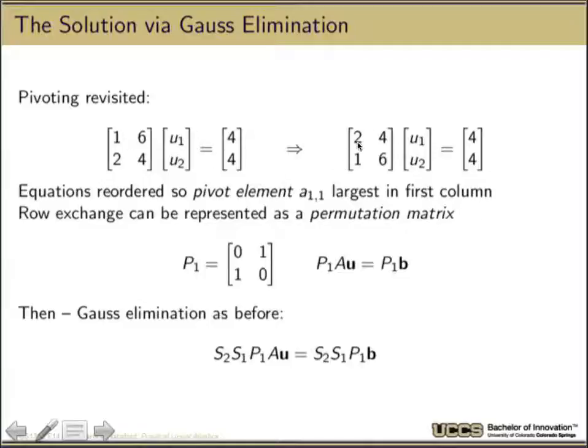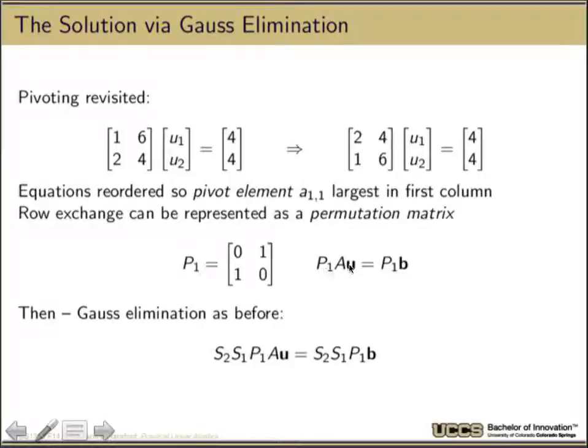If you remember, pivoting was to reorder things so that the largest element is in the first column, right? And in the element we're going to try and eliminate. So here we have 1, 6, 2, 4. We swap the rows, we get 2, 4, 1, 6. And if I just swap the rows, I don't have to do anything else. A row exchange can actually be represented as a permutation matrix we multiply in front. So this will swap the rows.